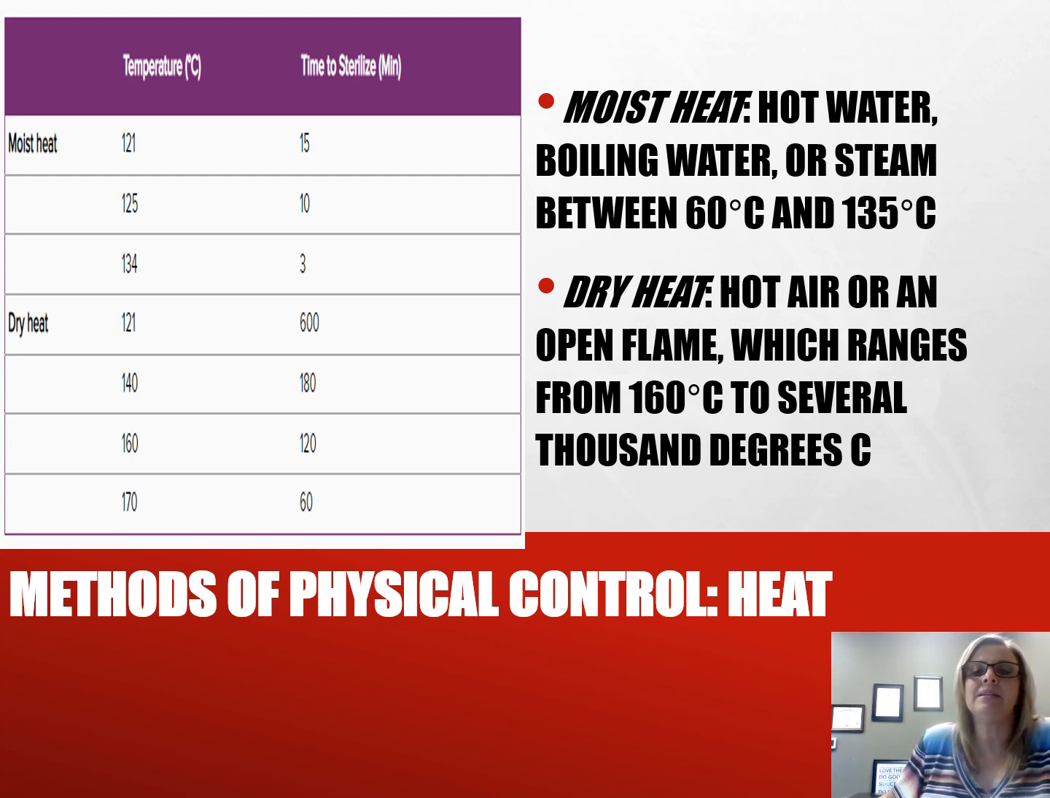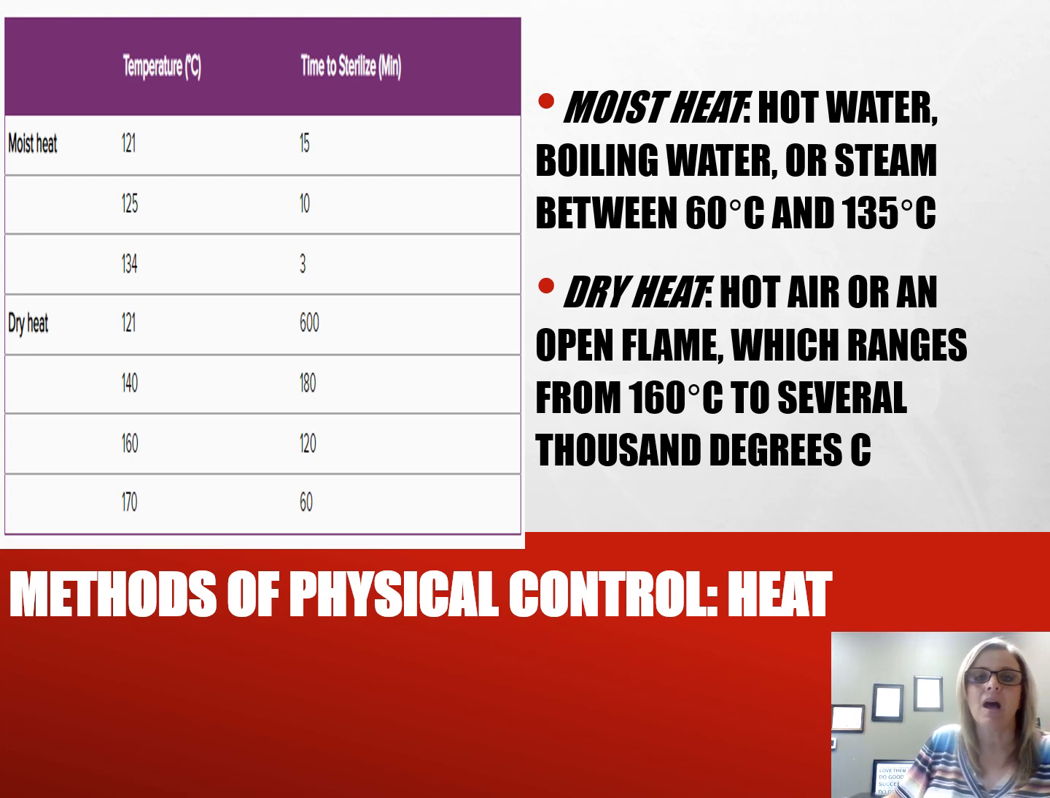Moist and dry heat differ in their mode of action and how efficient they are. Moist heat is going to be a form of hot water, boiling water, or steam about 60 to 135 degrees Celsius, operates at a lower temperature and shorter exposure times to achieve the same effectiveness as dry heat. So often moist heat is better, all right? Microbicidal effect is going to be coagulation, denaturation of proteins, okay, that type of thing.